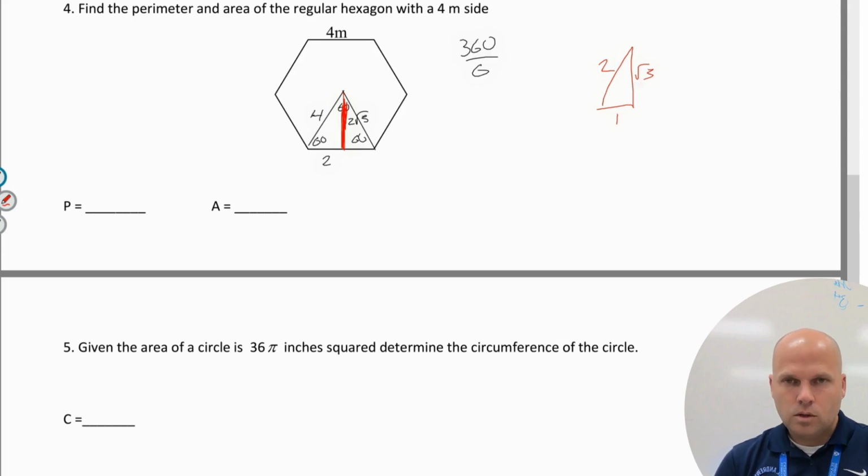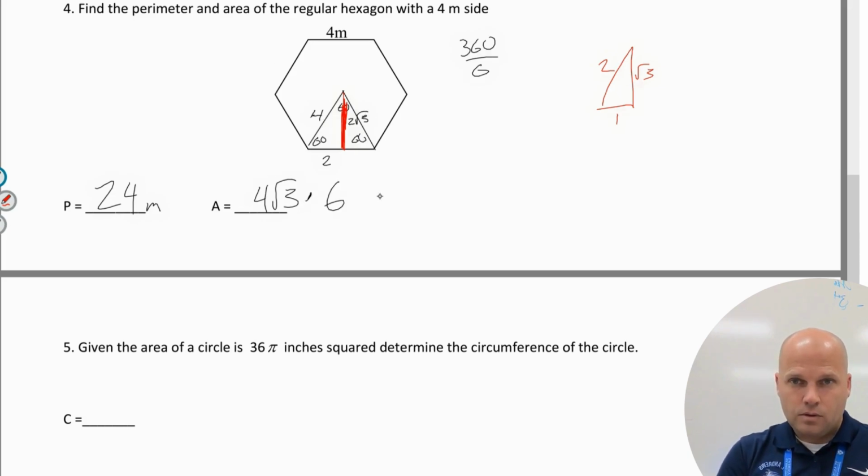Cool. Perimeter is easy. I just have 6 of these 4s, so 24. Area, different. I have a half of my base times my height. 6 of those. So I have 24 root 3.